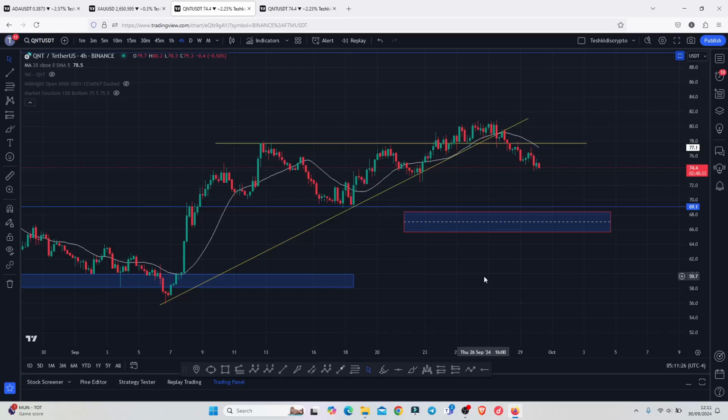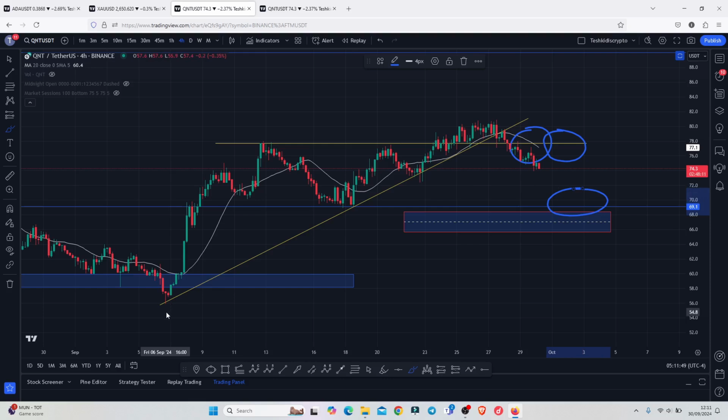QNT at the time of this recording is seeing a bit of a short-term pullback after losing a key area of support above the $78 and losing the 20-day MA here on the 4-hour chart, flipping those key areas back into resistance. And at the time of this recording, we're also holding above support above the $69.1.